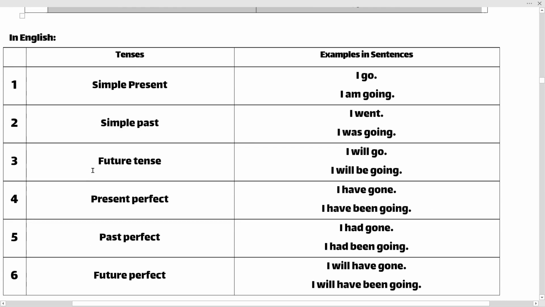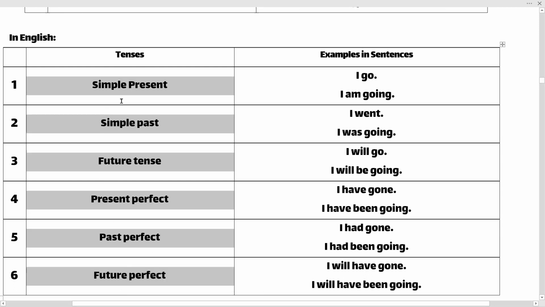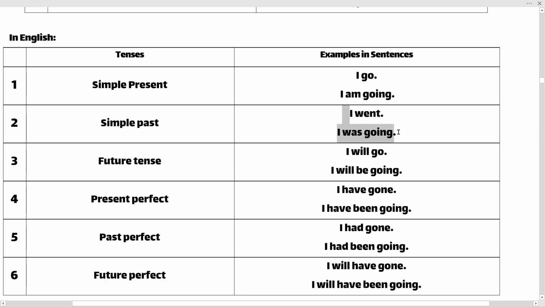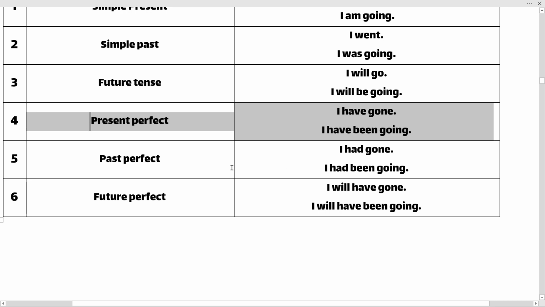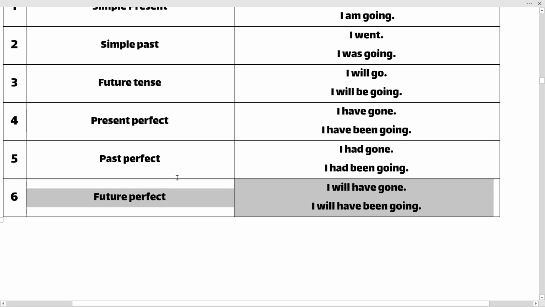So simple present is in German. Now, it is important to note that we're talking about German. Simple present is I go or I'm going. This is the examples in English. I go or I am going. Simple past is I went and I was going. Future tense is I will go or I will be going. So this is expressed in very simple terms. Present perfect is I have gone or I have been going. Past perfect is I had gone or I had been going, and future perfect is I will have gone and I will have been going.